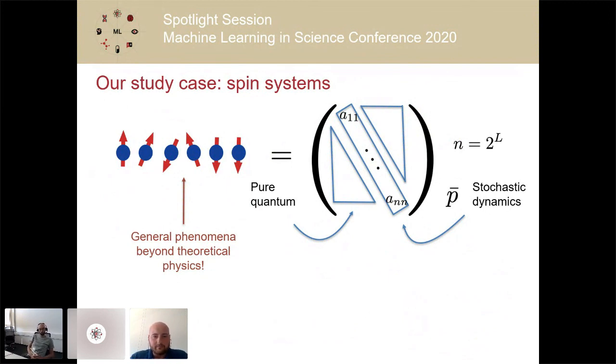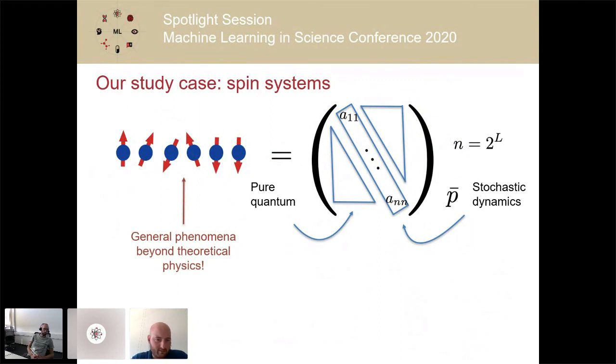Now, the state of this system is described at every instant of time by this mathematical object. It's a density matrix. It's a kind of complicated object because it scales exponentially with the system size. But we can basically divide it into two parts. One is the diagonal, which describes the stochastic dynamics of the time evolution. And the other part is the off-diagonal part of this matrix, which describes the pure quantum correlations.